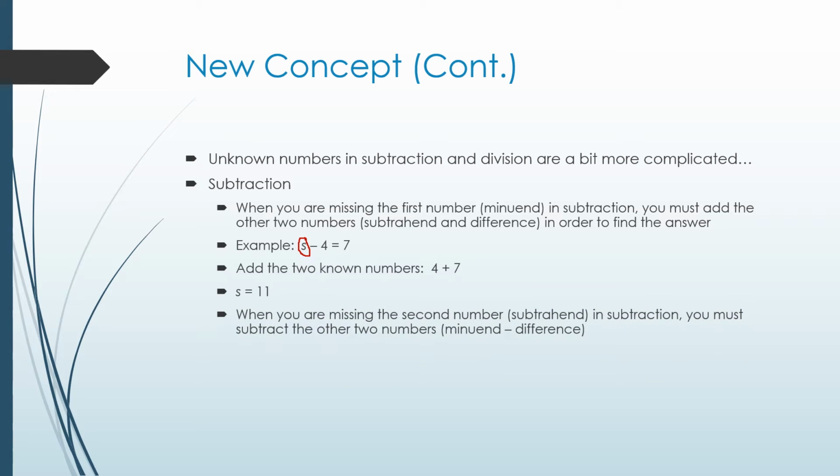Now, if you're missing the second number, the subtrahend, then you have to subtract the other two numbers, and notice that the minuend comes first because it's the bigger number. So you're going to do minuend minus difference. Here's an example of that. 14 minus our variable, the letter P, equals 6. So we're just going to do 14 minus 6 to find that middle number. And you find out that P would be 8. And again, you can plug that in and check it.